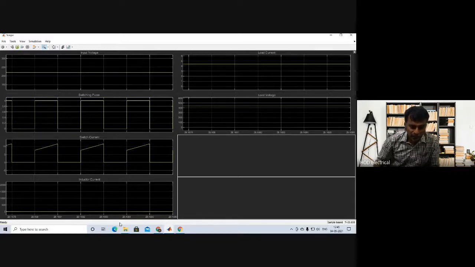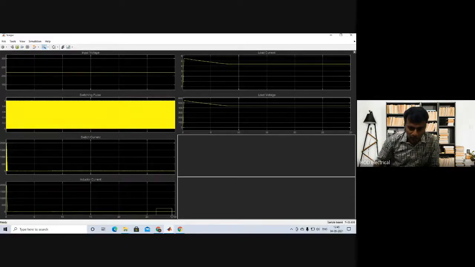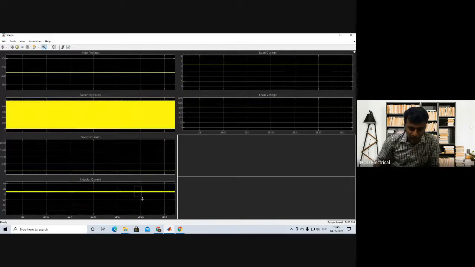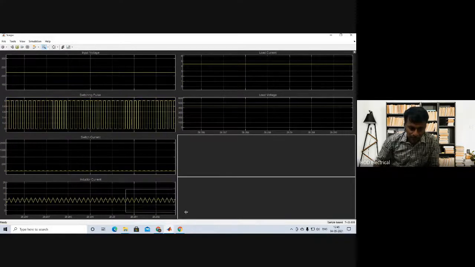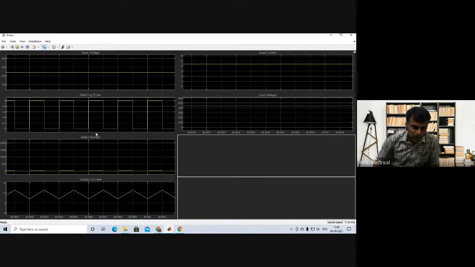So there it will gradually increase. Then we have the inductor current, you can draw it separately. We can see the inductor current here. See, when the switch is on, the inductor current will increase. When the switch is off, the inductor will release the energy. That is why the current will come down, right?